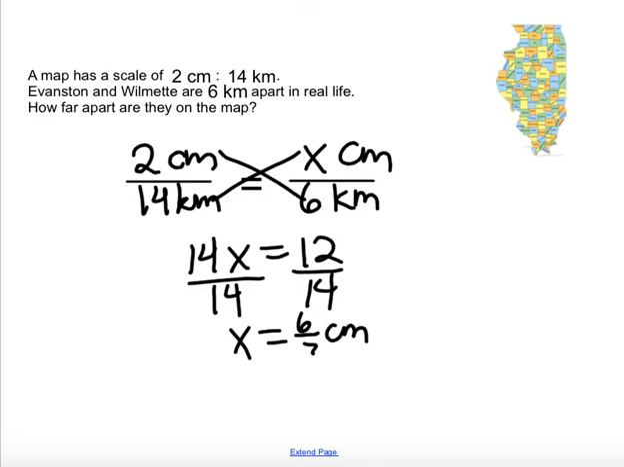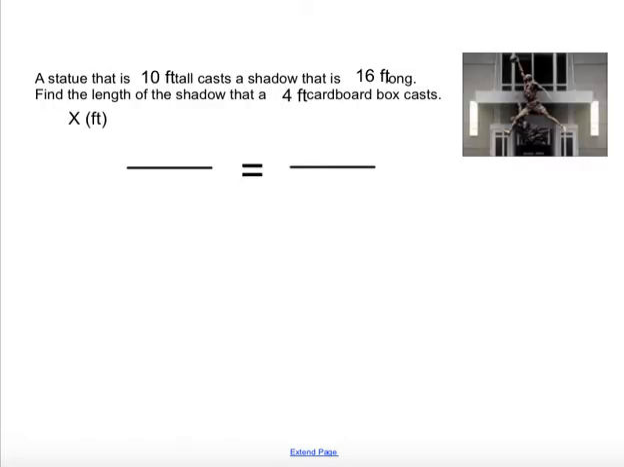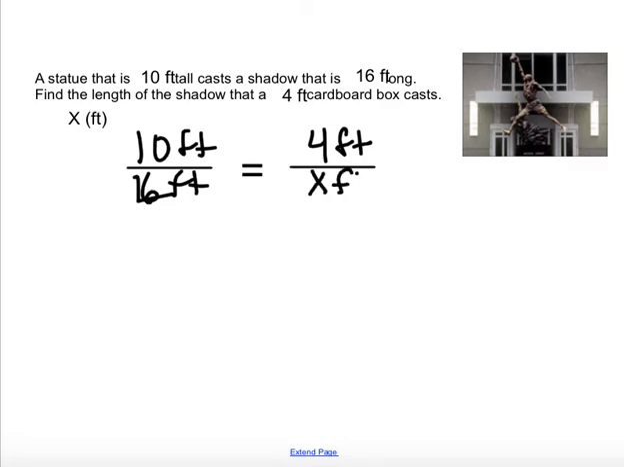All right. Let's look at our statue. A statue that is 10 feet tall casts a shadow that is 16 feet long. Find the length of the shadow of a 4-foot cardboard box. So I would say, well, I can correspond my 10 feet of the statue to our 16 feet of shadow. So 10 to 16. And then since I have 4 foot of cardboard, that corresponds just like the statue, so I'm looking for x amount of shadow.